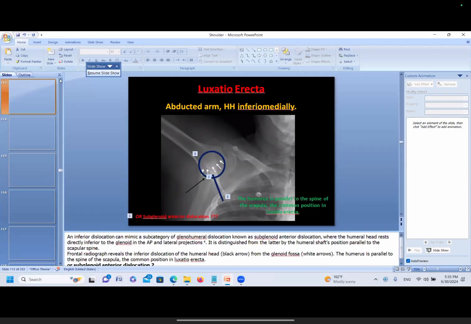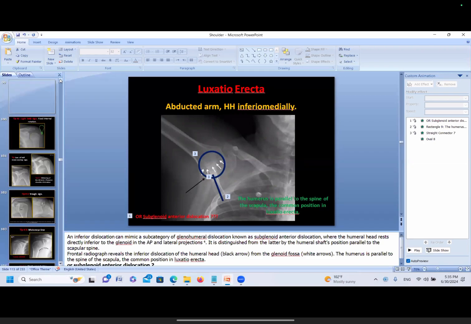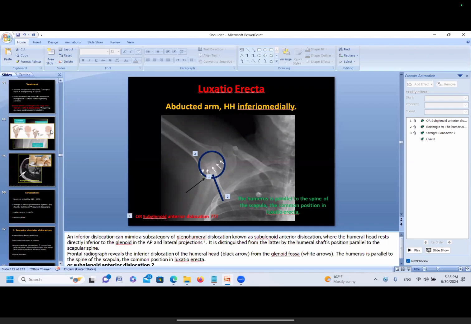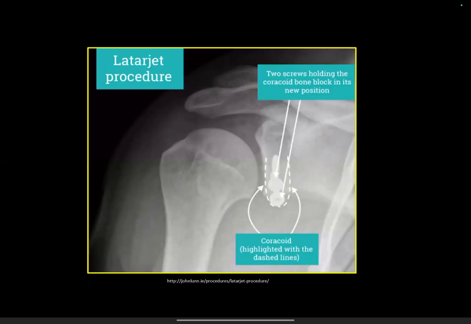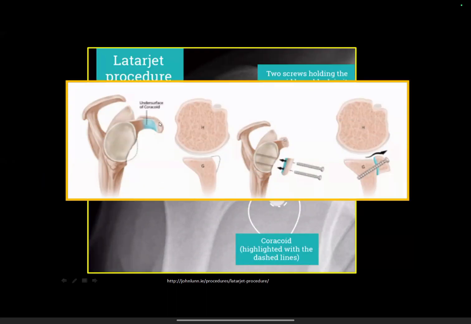Would you like me to go back to show it? Yeah, sure, you can show them. My screen is stuck. Let's see where it was. Here. Yeah, so as you can see in this example, they take part of the coracoid and it's chopped off with its attachment, and then with the screw it's basically pinned to the bony defect or bony loss of the glenoid.